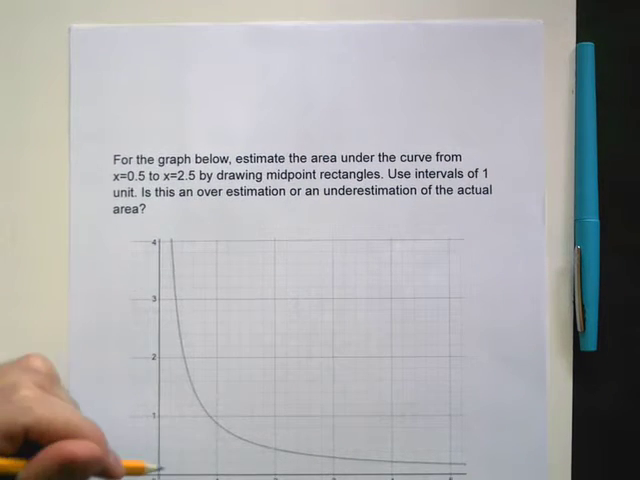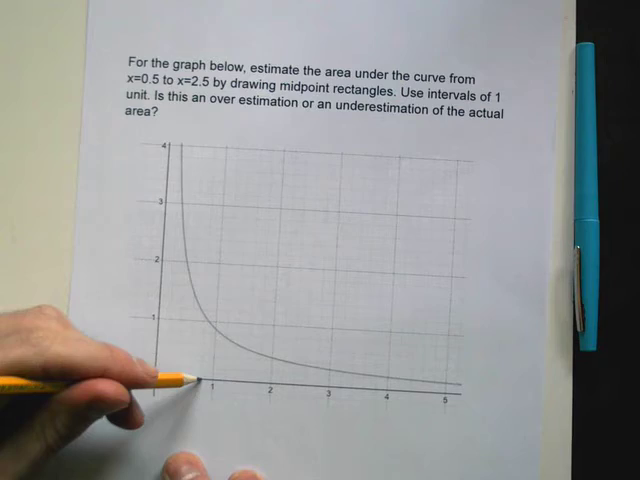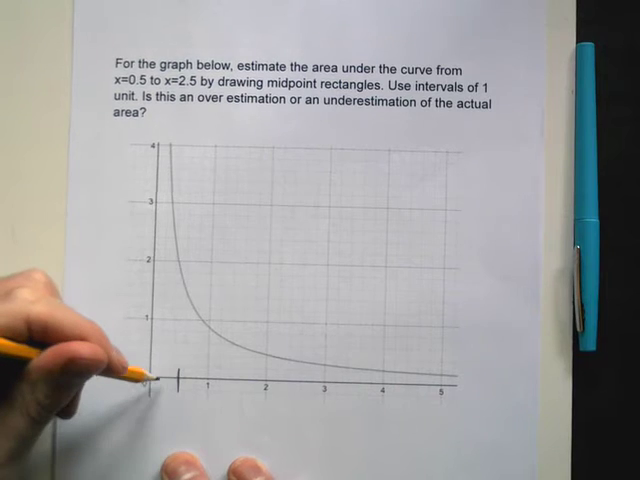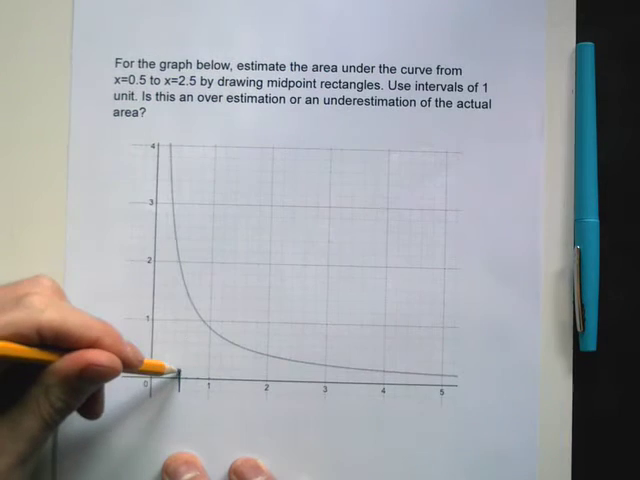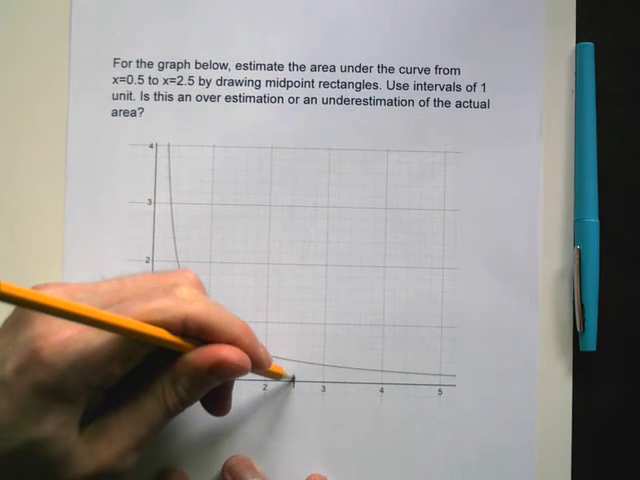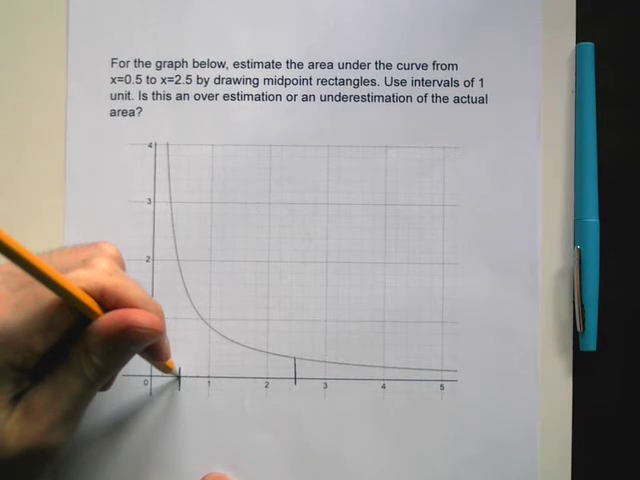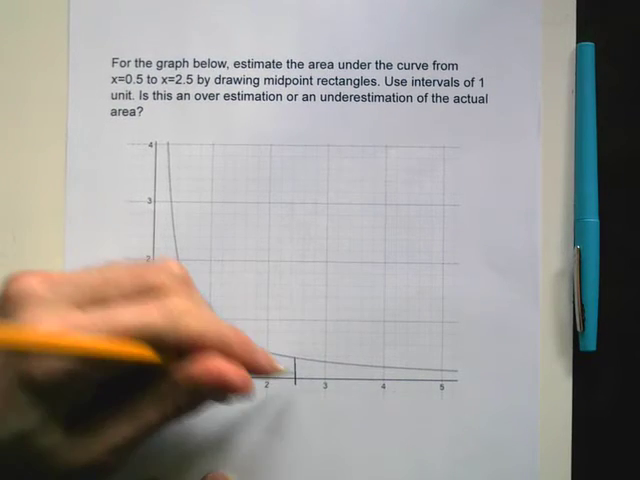So let's see, where's that going to be? These markings look like 0.2, 0.4, 0.6, 0.8. So 0.5 would be right here, somewhere in the middle, if we consider each one of these markings 0.2, 0.4, 0.6, 0.8, and then 1. And we're going to 2.5, which would be right here. It says use intervals of 1 unit, so I'm going from 0.5 to 1.5, and then 1.5 to 2.5.